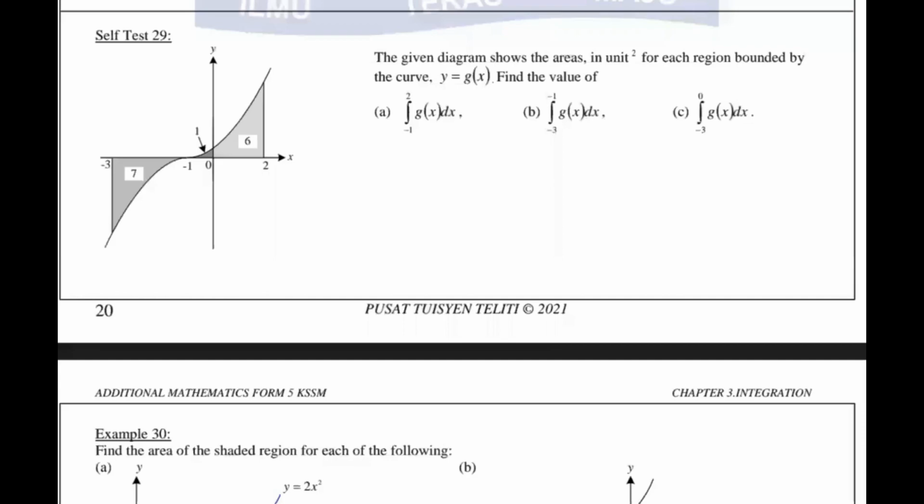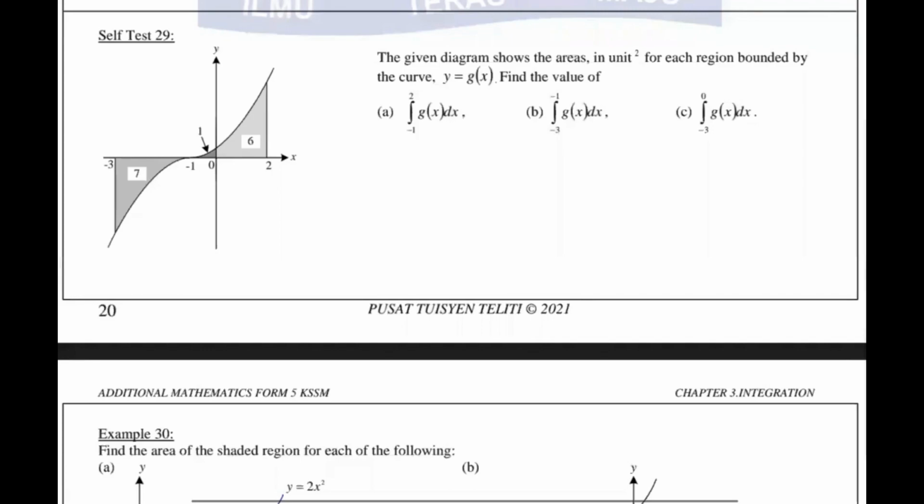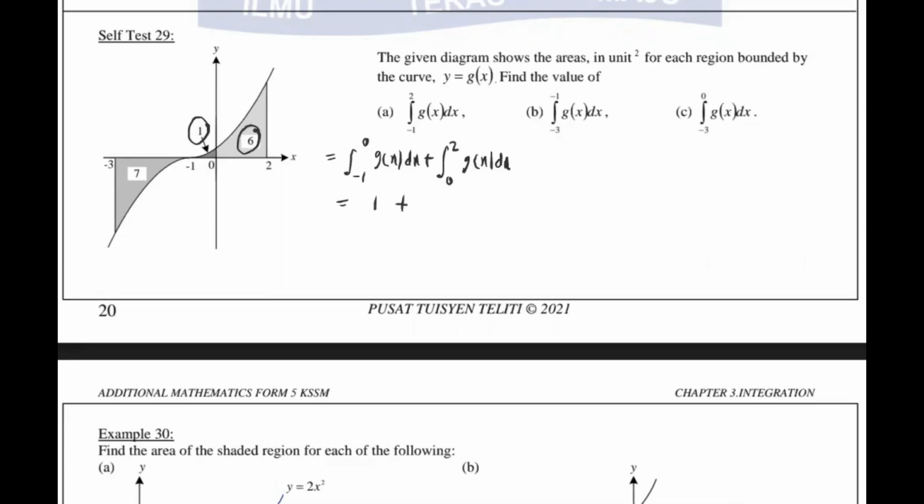So the first part, integration negative 1 to 2 gx dx. Now this one is a bit interesting. Negative 1 to 2. Do you count one by one? Okay, you can do negative 1 to 0, and then 0 to 2. Right now, negative 1 to 0 is basically this area here. Can you see? It's 1, right? 0 to 2 is just 6, right? What's your total area? 7.